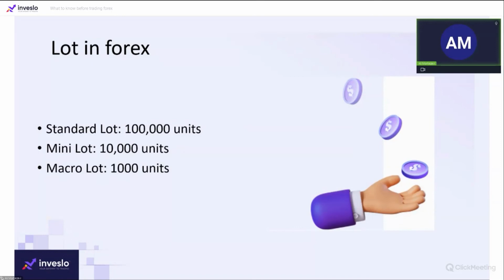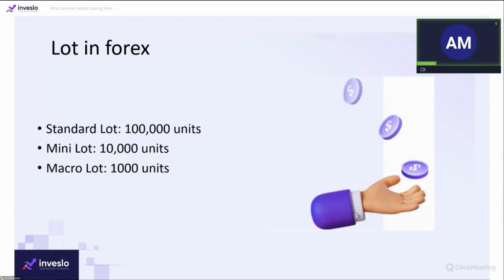There are 3 types of lots. As you see here, one standard lot is equal to 100,000 units of the base currency. There are also mini lots and micro lots, as you see here, which represent 10,000 and only 1,000 units respectively. And brokers usually show trading quantities in lots.